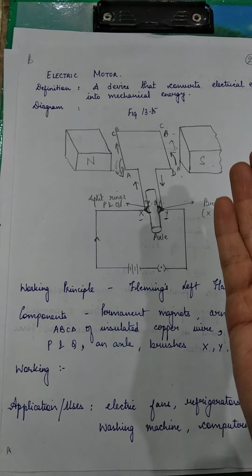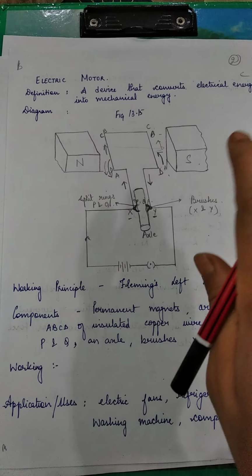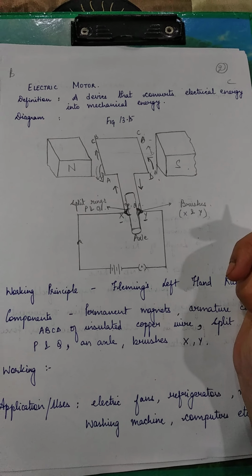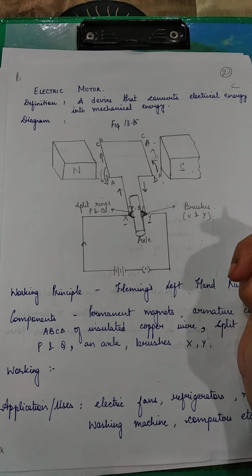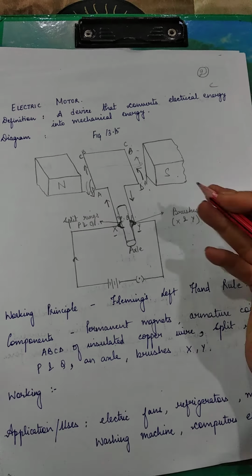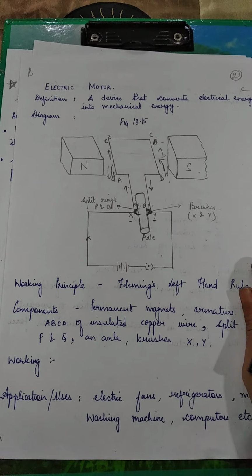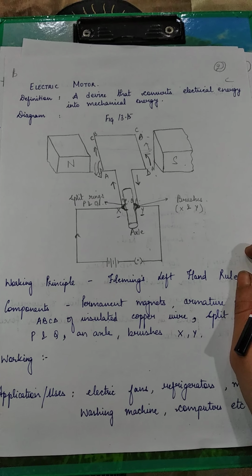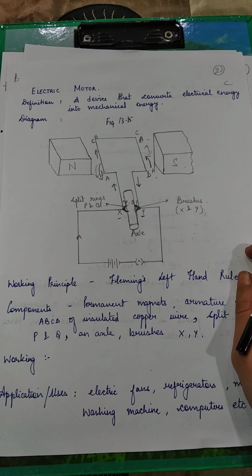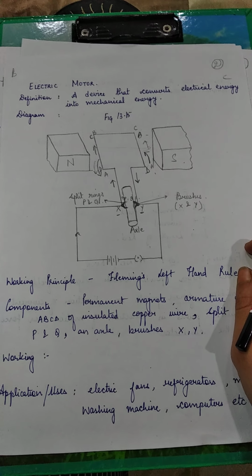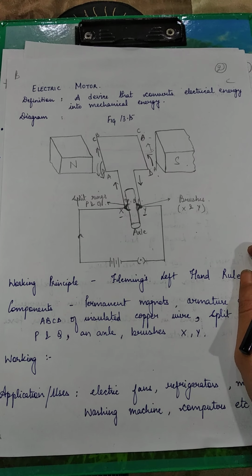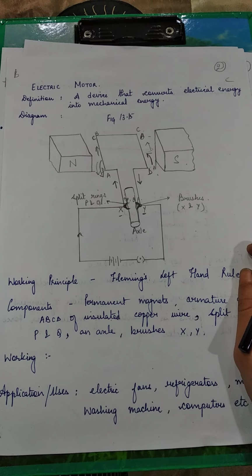So what will happen? The armature will keep on rotating continuously. So due to its continuous rotation, what is happening? The electrical energy is getting converted into mechanical energy due to the armature coil, right? So that's why we say that electrical energy is converted into mechanical energy, right? So this is how an electric motor works.